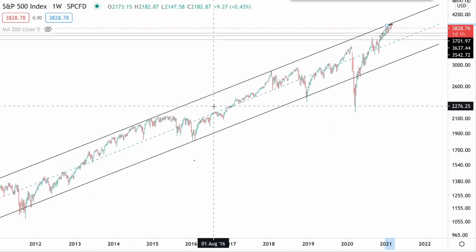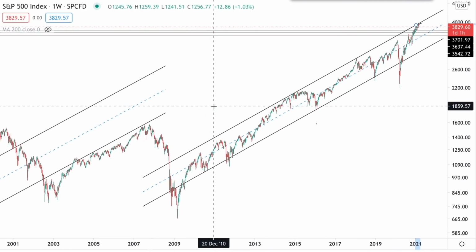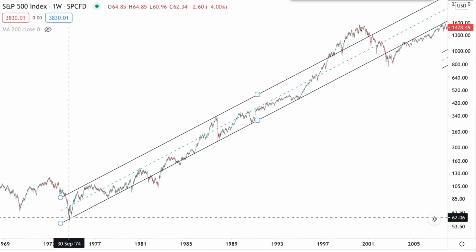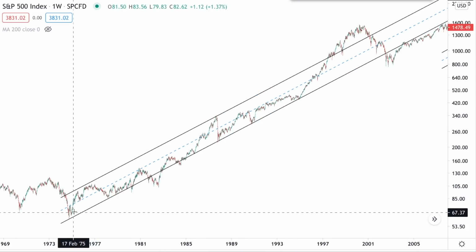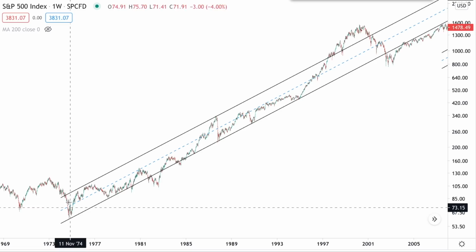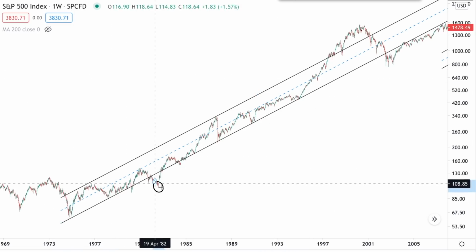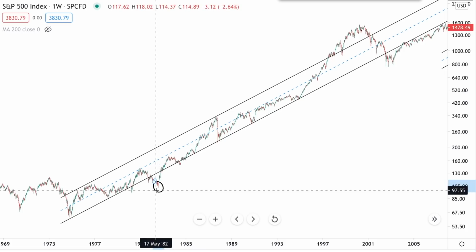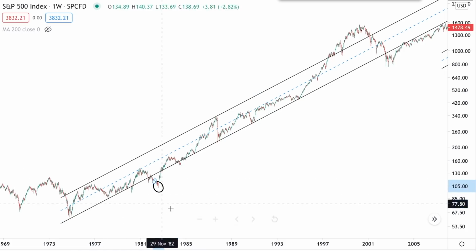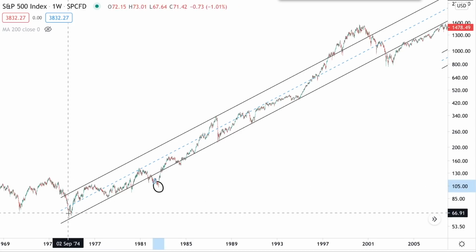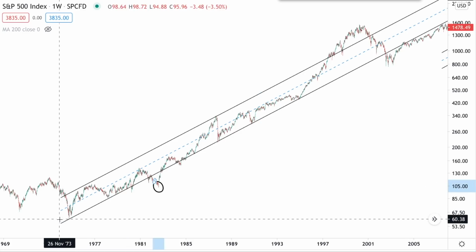So if we zoom out on this weekly chart, you'll notice how important this price channel is. This is actually a price channel that goes back to 1974, the very beginning of this secular bull market in stocks. The bull market actually started in 1982 if you look at the inflation adjusted chart, but in nominal terms on this chart, the price channel and the uptrend actually starts in 1974.